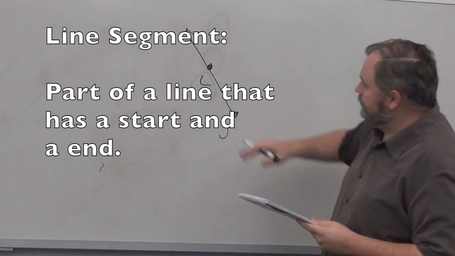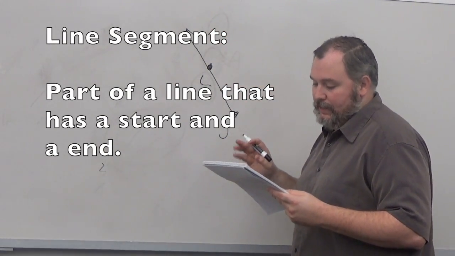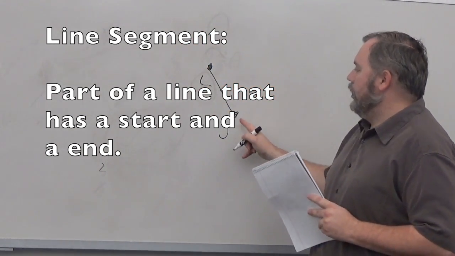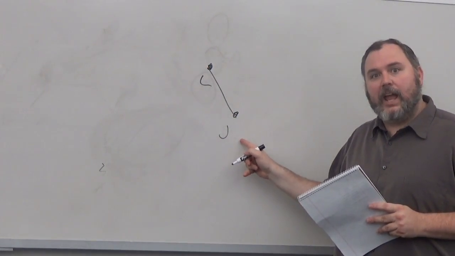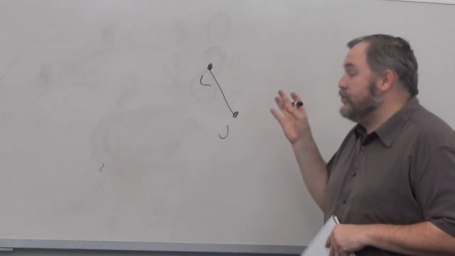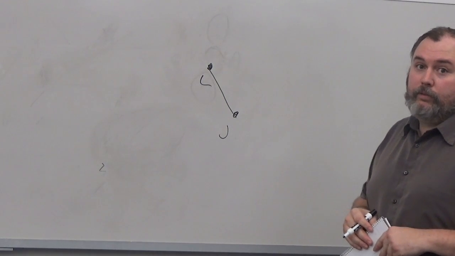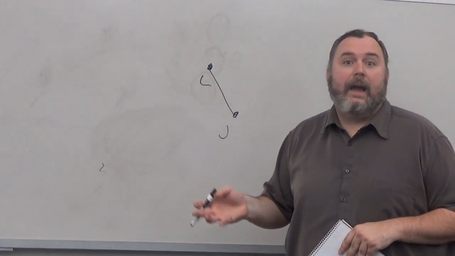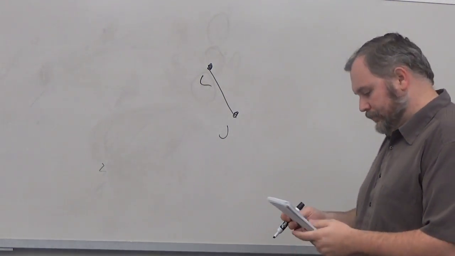A line segment is the part of a line that has a start and an end. Well, here's my 2 points. It starts at J, it ends at L. It doesn't go in either direction, it just stops there. Or we could reverse it and say it starts at L, ends at J. It doesn't really matter, it just depends on what direction you want to go.